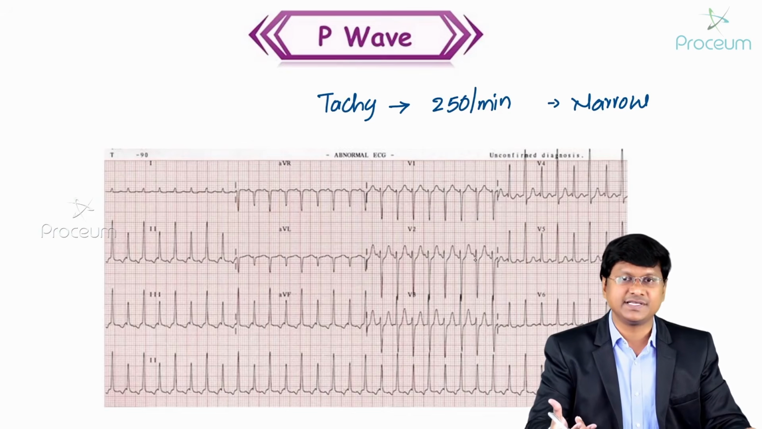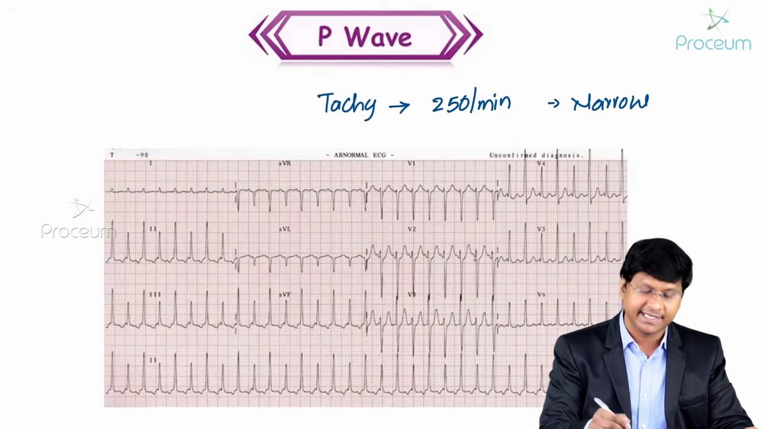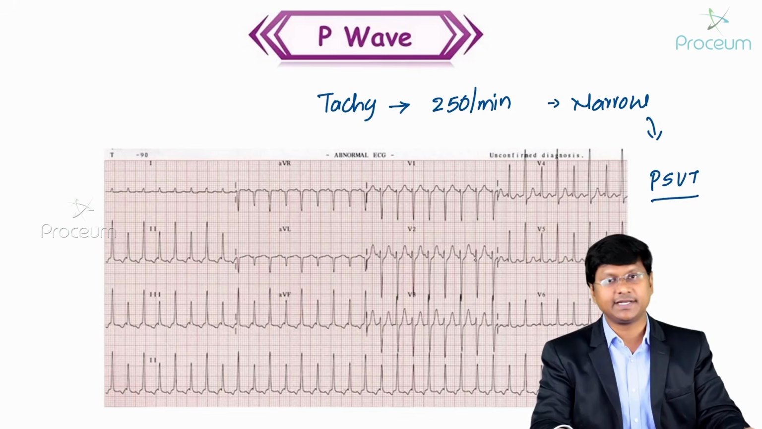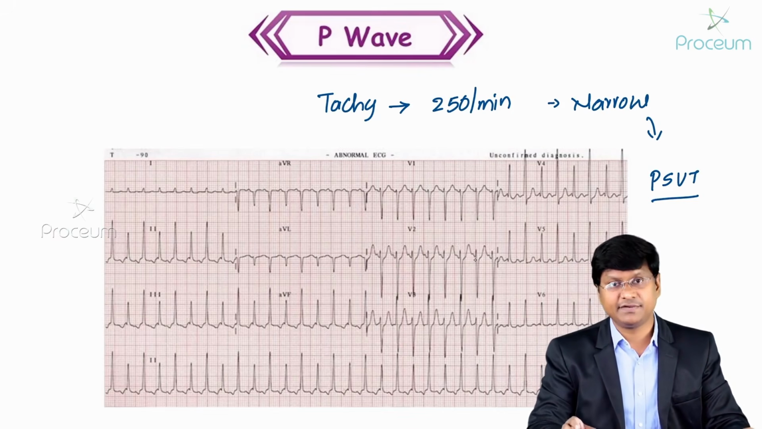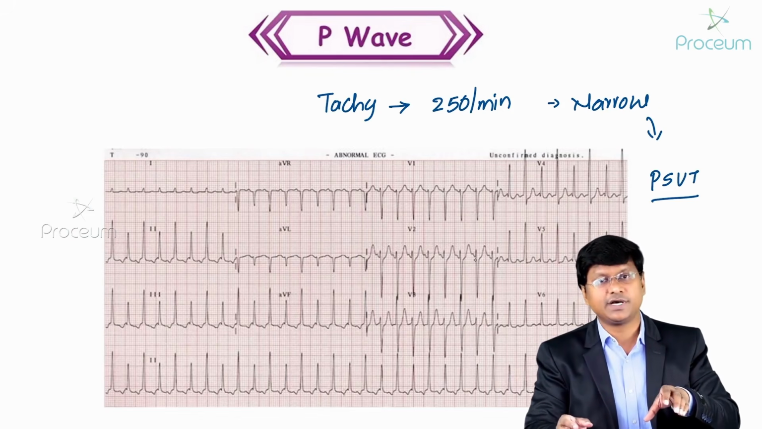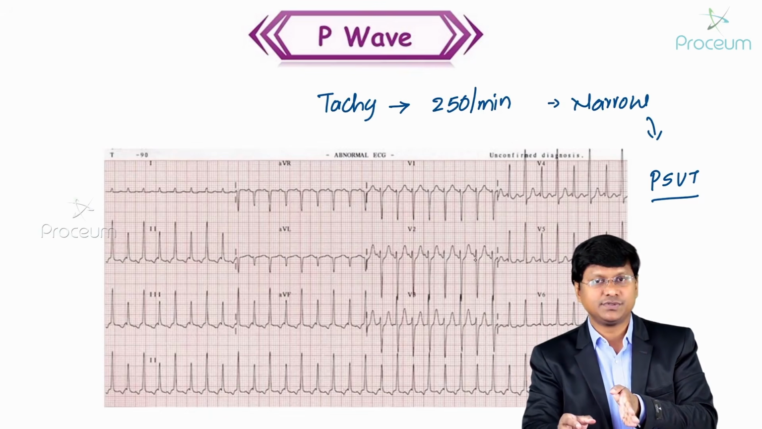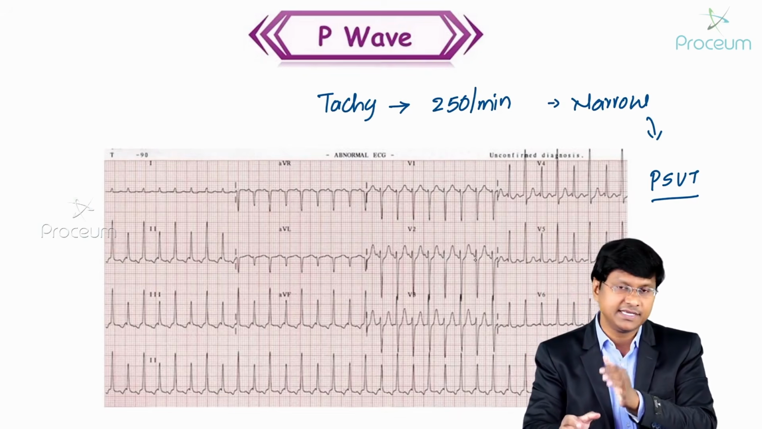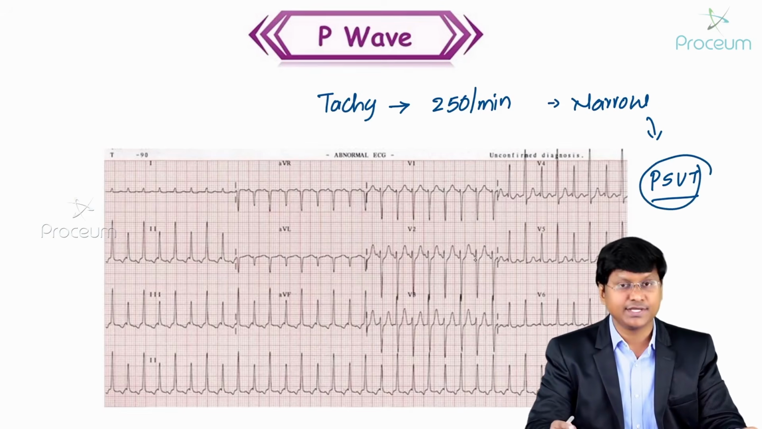Now, where is your P wave in this? Remember, in examples of narrow complex tachycardia, one of the examples is PSVT, paroxysmal supraventricular tachycardia. In PSVT, the P wave either merges with the QRS complex or it appears after the QRS complex, depending upon the subtypes of PSVT, which we will be discussing in detail in arrhythmias separately. So in PSVT, you will have narrow complex tachycardia.